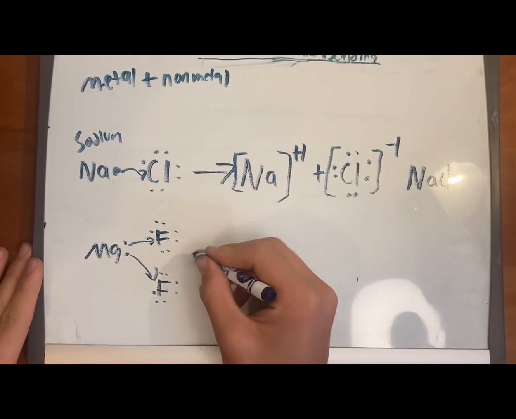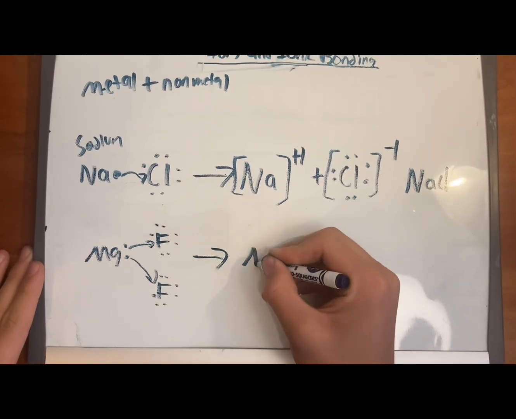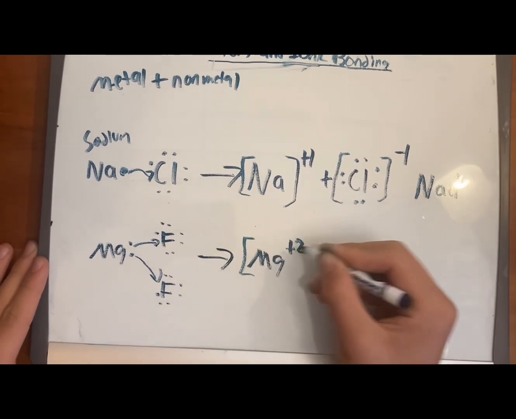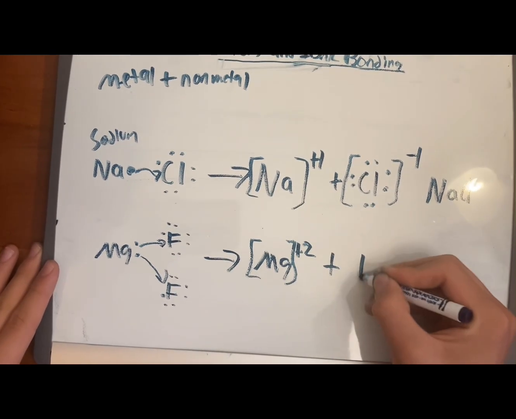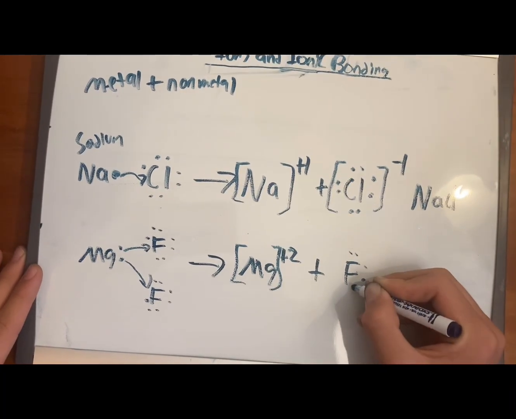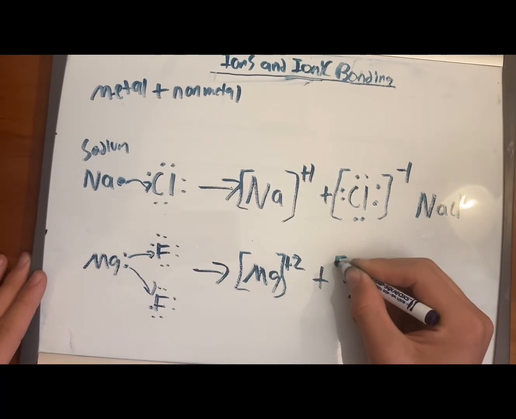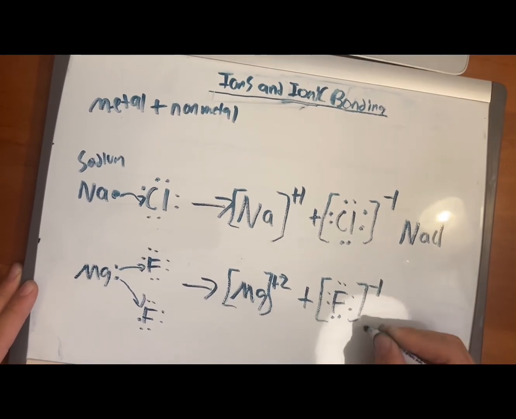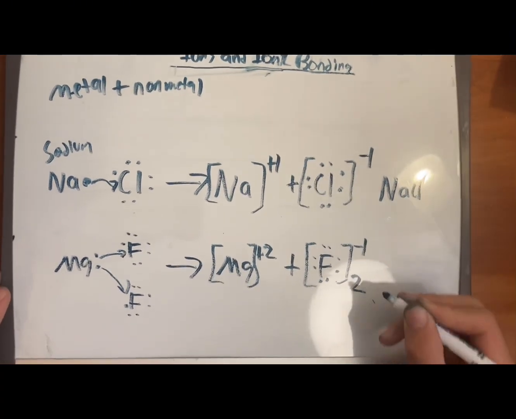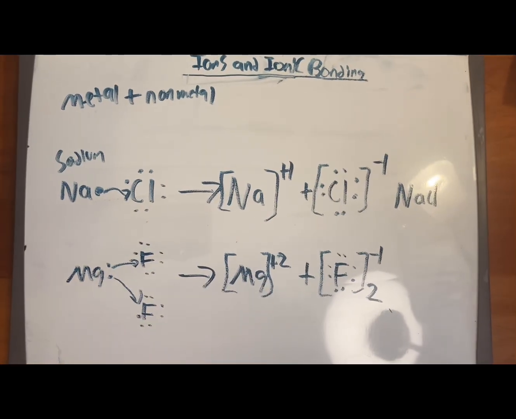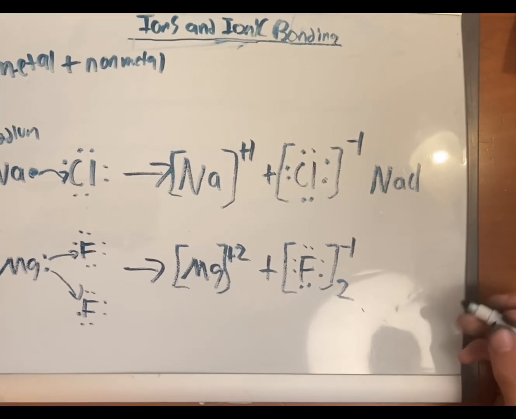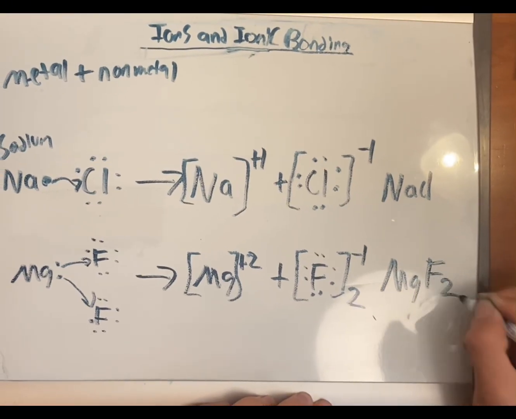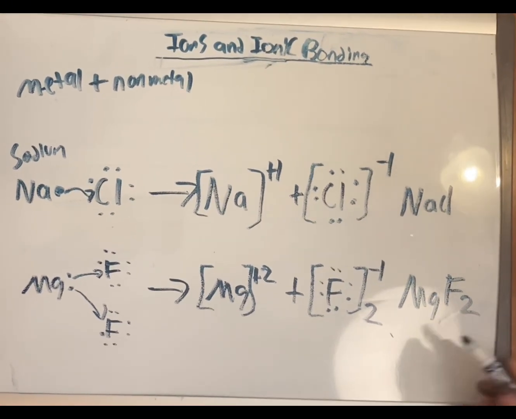Because of this, we will have Mg plus 2. We'll have fluorine with its full valence set, which will be -1, but we'll have 2 of them because there's 2 fluorines here. This creates magnesium fluoride, which is MgF2, because there's 2 fluorines and 1 magnesium.